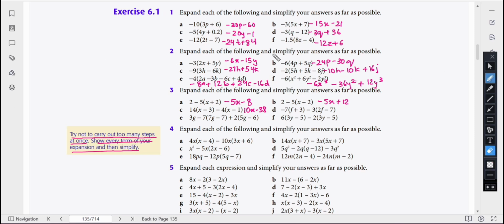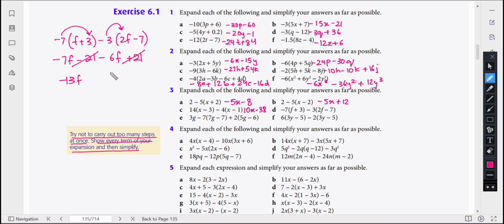Now for the D part, which is -7f plus 3 -3 2f minus 7, -7f minus 21 minus 6f plus 3 into 7 is 21, and then -7f minus 6f will become minus 13f, और -21 + 21 cancel out हो जाएगा तो +0 हो जाएगा, so the final answer will be -13f, right?